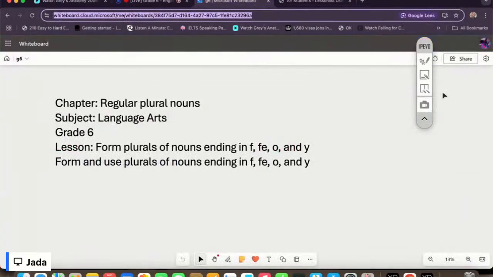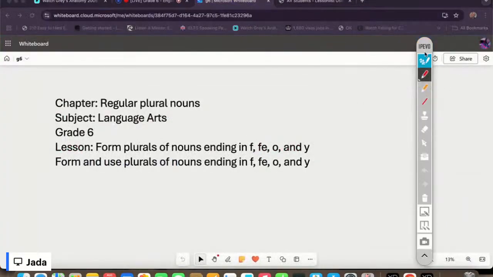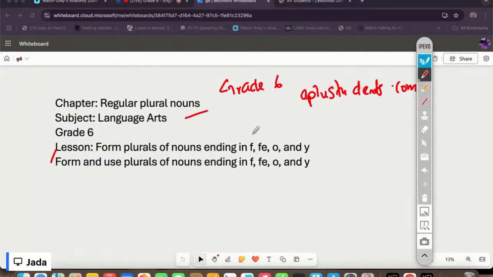Today we will have regular plural nouns. First, you have to log in using aplusstudent.com. Click on your name, move on to language at grade 6. Chapter is regular plural nouns. The lesson will be forming plurals of nouns ending in f, fe, o, and y. Form and use plurals of nouns ending in f, fe, o, and y.